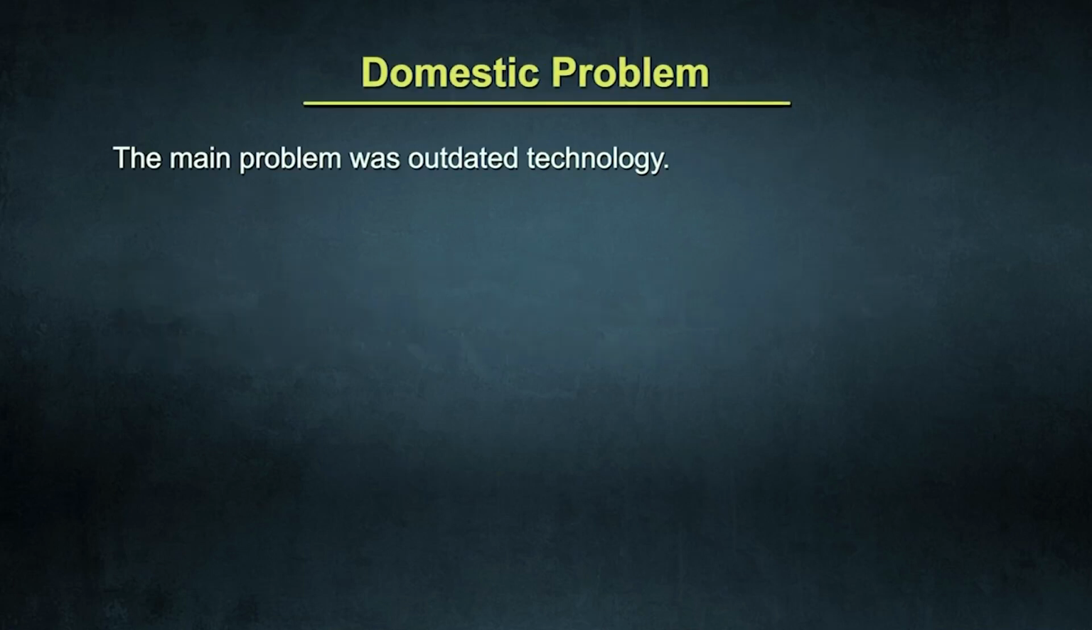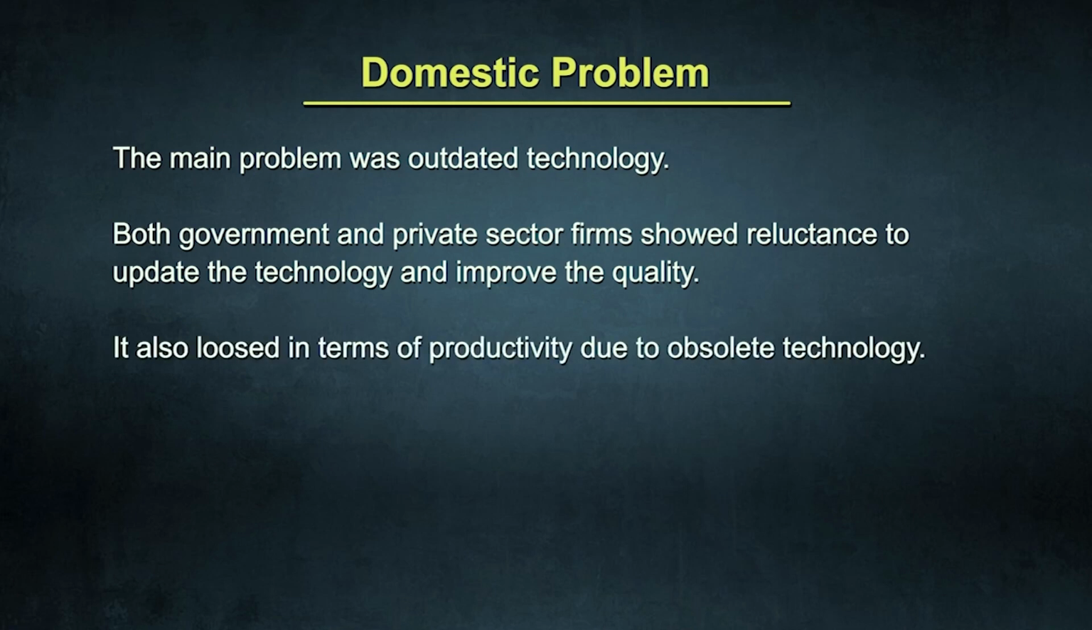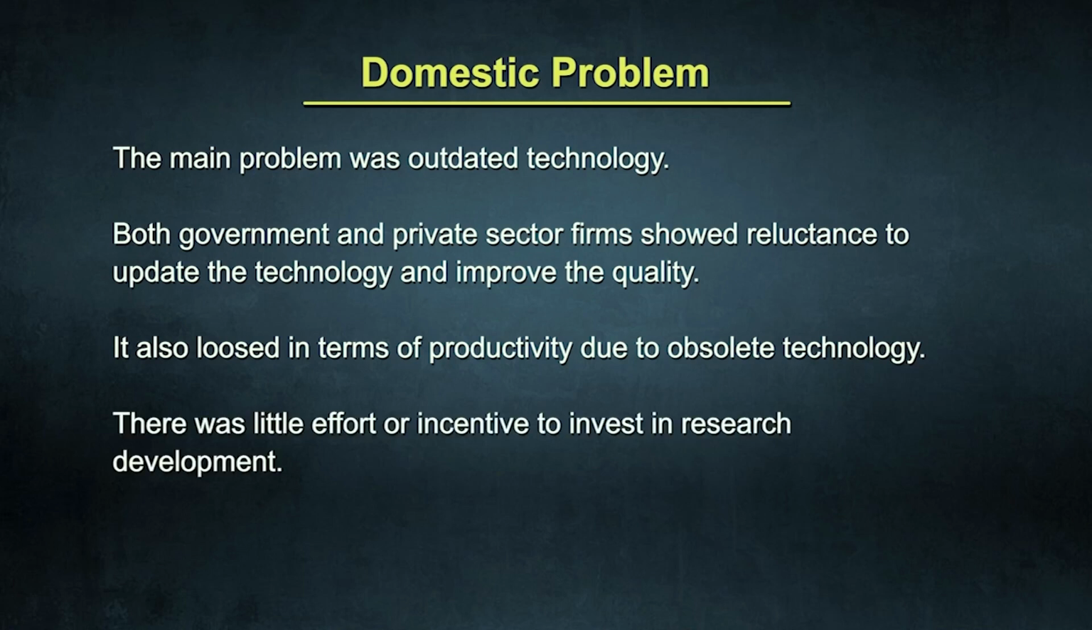Now, if we come to the domestic problem, the main problem was outdated technology. Both government and private sector showed their reluctance to update the technology and improve the quality of the products. It also lost in terms of efficiency or productivity due to these kinds of obsolete technology. There was little incentive or effort to invest in research and development at the industrial level.